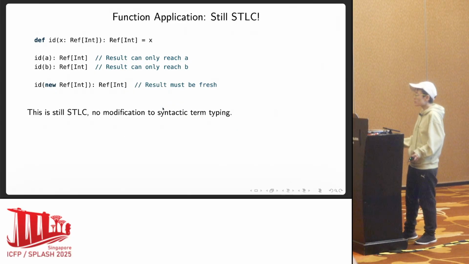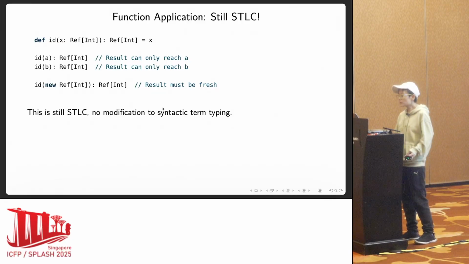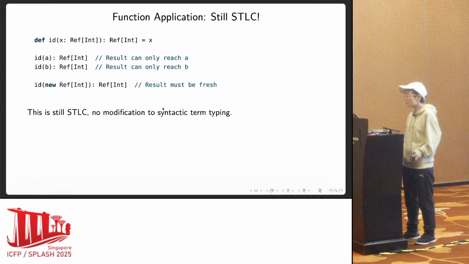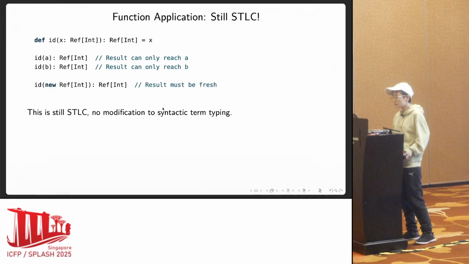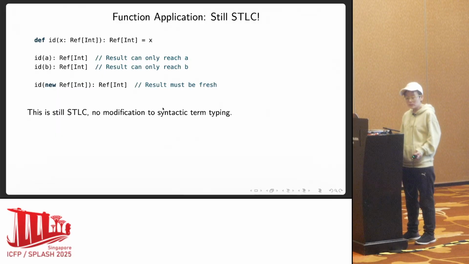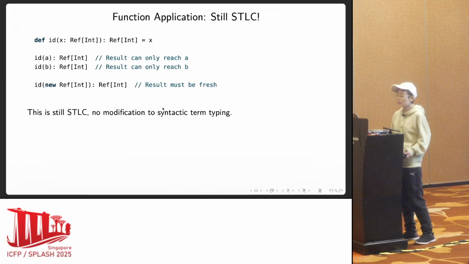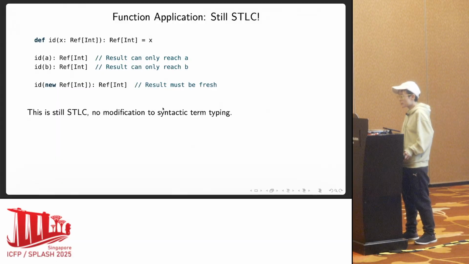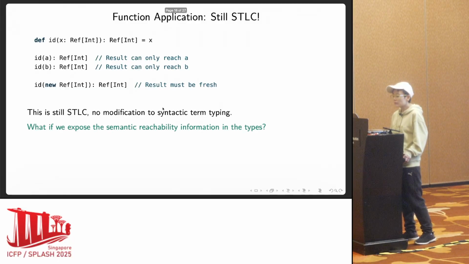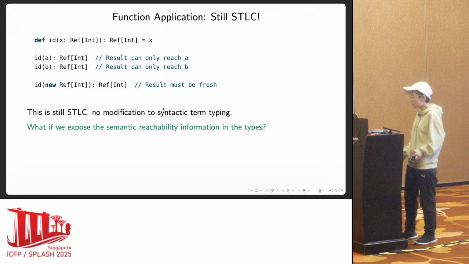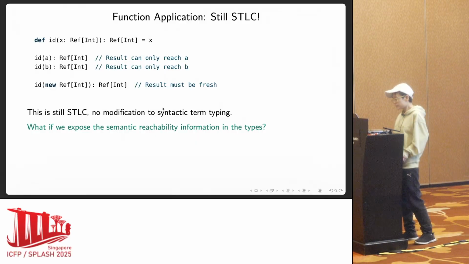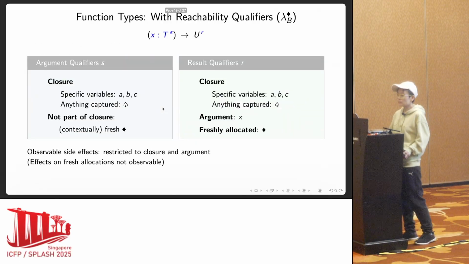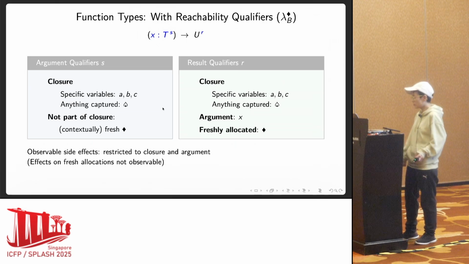Now with these semantic properties, let's look at the identity function. Basically, we pass value A, we want to get a result that reaches A. We pass value B, we want the result to reach B. If we pass some fresh value, the result must be fresh. So this is just STLC. The idea is, what if we expose this semantic reachability information in the types? This is exactly the motivation for the reachability types we define.